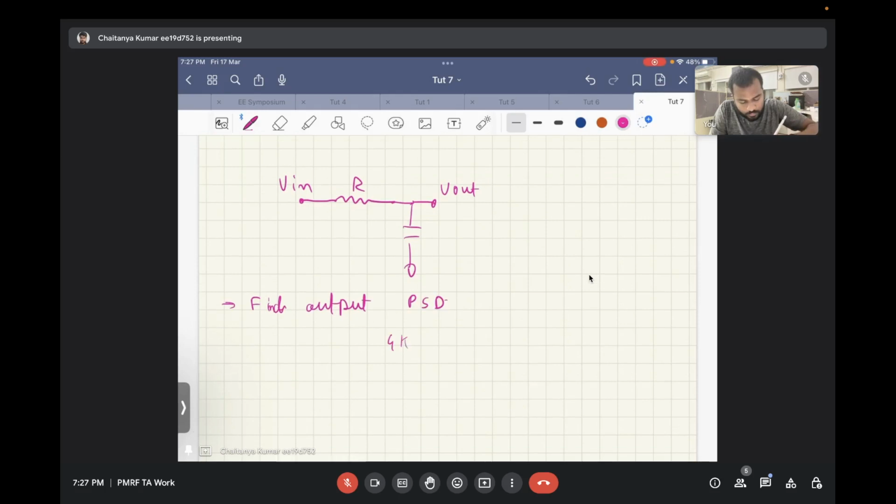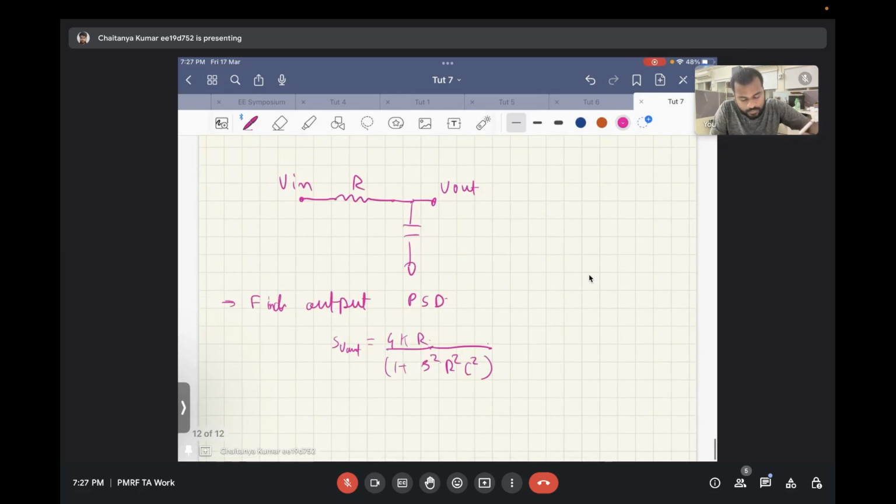Not V out by Vs, the output PSD. Output PSD will be 4 kT R into the square of H(f), the transfer function. So 4 kTR divided by 1 plus s square R square C square. Correct? Yes, sir. Yeah, this is the output PSD.